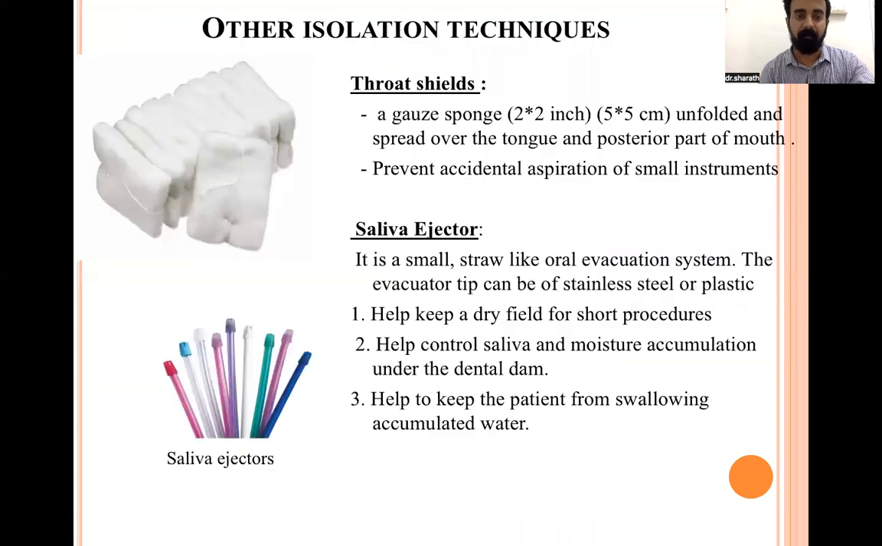The other isolation techniques include throat shields, a gauze sponge that is unfolded, spread over the tongue and posterior part of the mouth. This is usually used to prevent accidental aspirations of smaller instruments. We have saliva ejectors, or what we call as the suction tips. It is a small straw-like oral evacuation system, which can be of stainless steel or plastic. The function of this is it helps to keep a dry field for sharp procedures. It helps control saliva and moisture accumulation under the dental dam. It also helps to keep the patient from swallowing accumulated water.